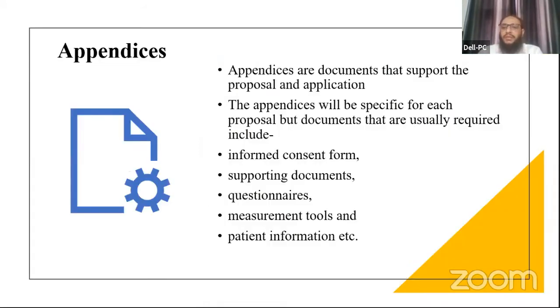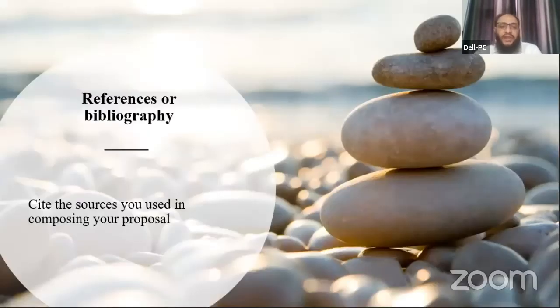Then appendices, which comprise documentation work, the supporting documents you are submitting. The appendices are specific to the proposal, but documents that are usually required include, from the medical point of view, the informed consent form, supporting documents, questionnaires, measurement tools, and patient information. These all should be provided in the form of appendices, which are very necessary for proposals in the health sciences. And finally, we have to cite the sources of references in the reference or bibliography section.